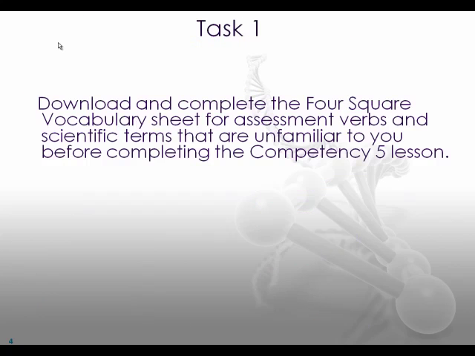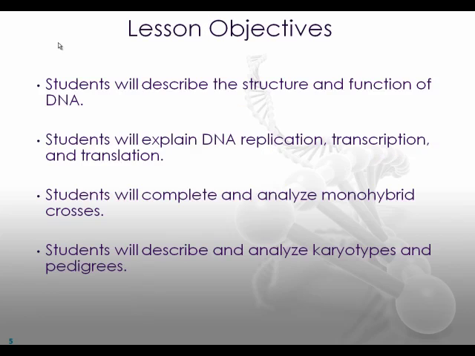Before we get started with the lesson, I would like for you to download and complete the frayer square vocabulary sheet for assessment verbs and scientific terms that are unfamiliar to you. This lesson is designed to review the Competency 5 Biology 1 content you learned in the classroom.